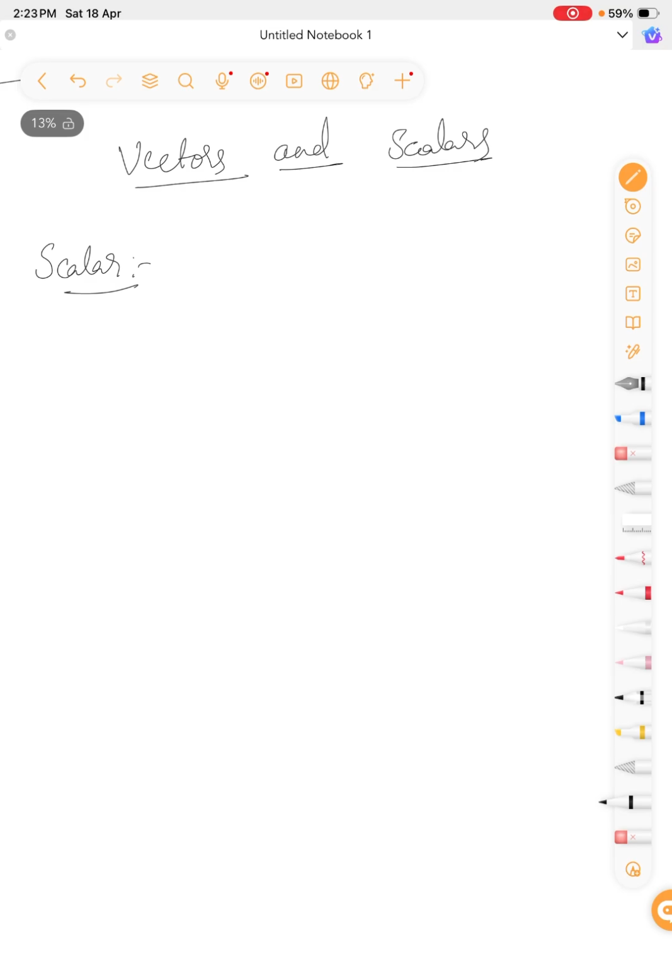So in physics we discuss many physical quantities. Physical quantities means any term that comes in physics, like temperature, mass, density, force, velocity, acceleration, like that. These are all called physical quantities. These physical quantities are divided into two categories. One is scalar and another is vector. So what is scalar?